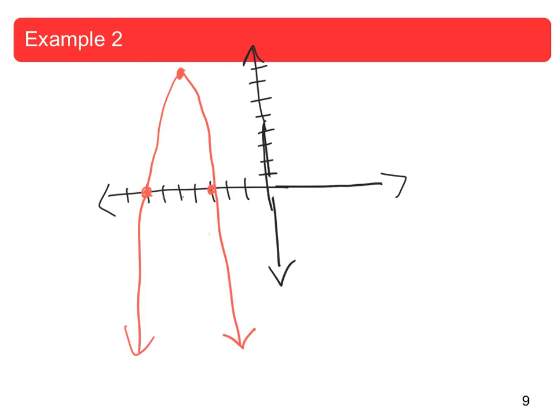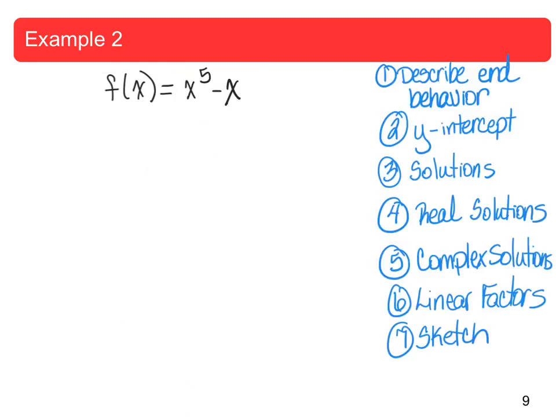Now, we have another sketch, and I'm going to give you about 3 minutes to do the next one, okay? Actually, I think I'm going to give you 5 because I forgot I added a lot to it. Okay? So here, I'll give you 5 minutes to do this one. You are describing the end behavior of this, the end behavior. You're identifying the y-intercept, the solutions, real solutions, complex solutions, linear factors, and the sketch. Okay? So I'm going to give you 5 minutes to do that.